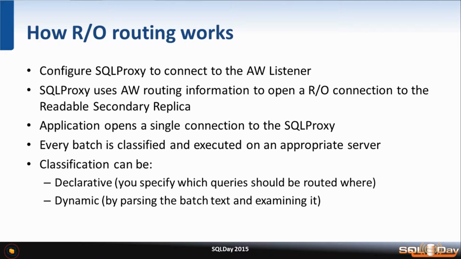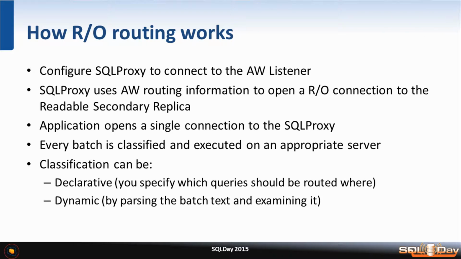So how does this read-only routing work? First, you configure your SQLProxy to connect to the availability group listener. We connect to the listener, and we ask the listener about what's going on. We essentially use the routing information that the listener gives us to open a read-only connection to the readable secondary replica. So using the listener, you always connect to the primary, but you can get this routing information. It will tell you, oh, if you only want to just read, then there's this readable secondary you can go to.